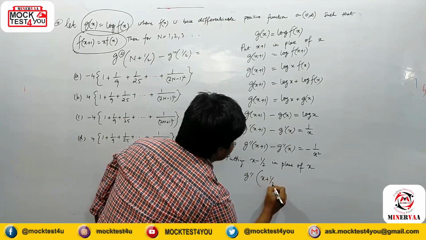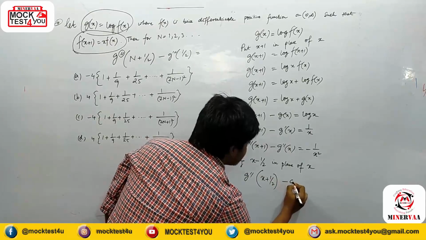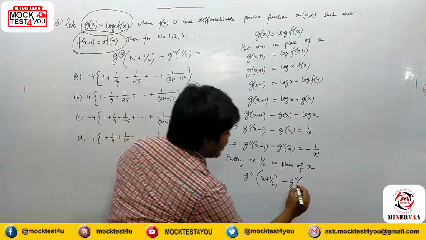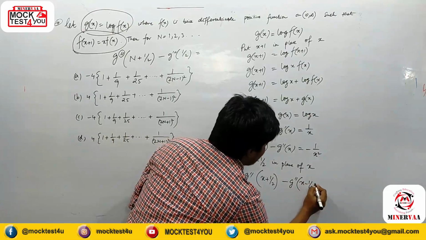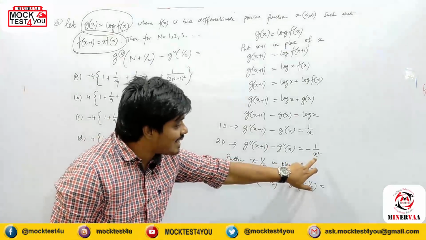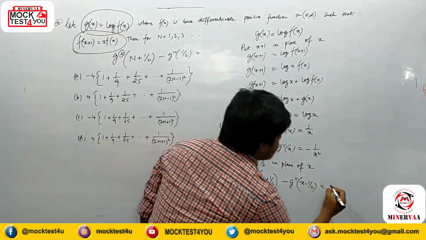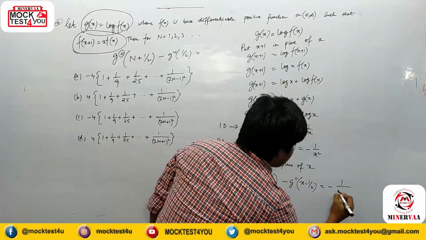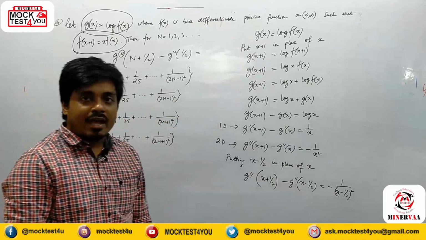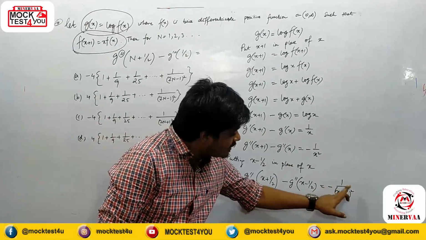X plus half minus g double dash. Here in place of x I am writing x minus half. So what I get? X minus half is equal to, we have to replace x in here too. So this becomes minus of 1 divided by x minus half whole square. Okay, now let us write in proper form.